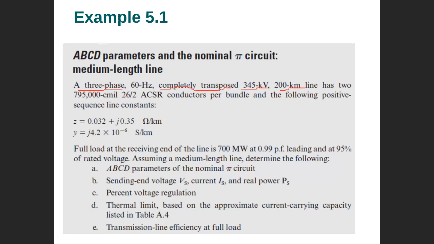It has 2795 kcmil, kilo circular mil, and the ACSR is also given. So this is table A4. You will go to table A4, 2 per bundle, and the following positive sequence constants. So we have Z and Y. Again, when you are given these, they will be given in ohm per kilometer and Siemens per kilometer.